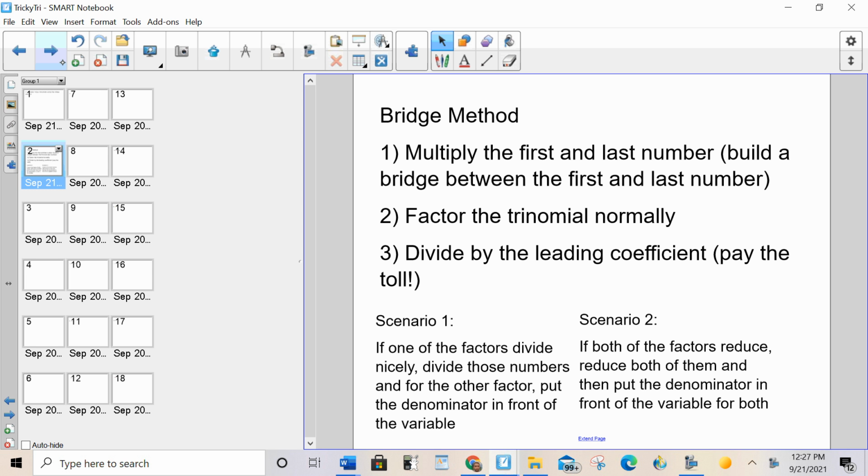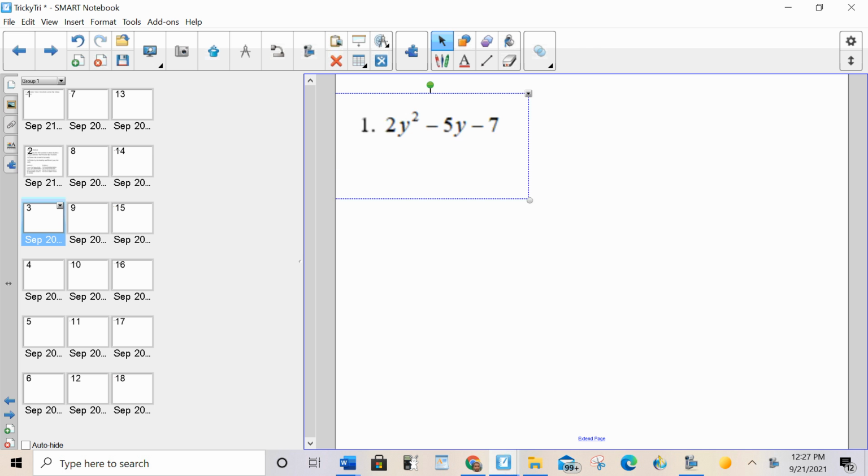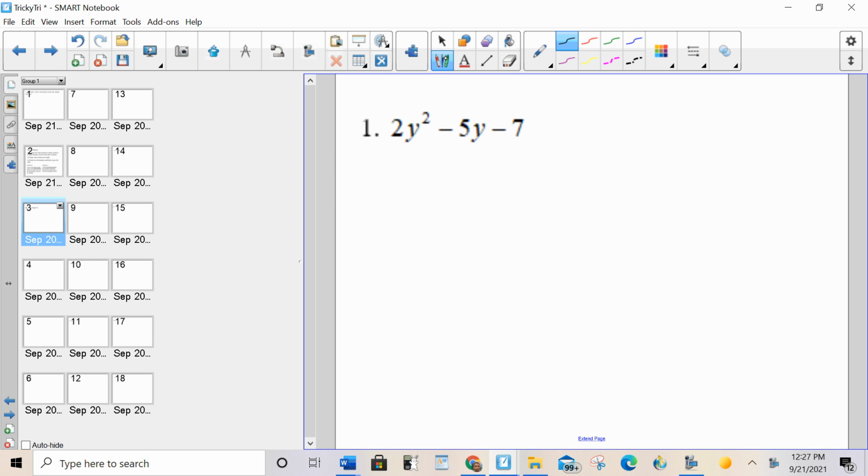Notice there are two scenarios for the ending of this. The first three steps are always the same, but at the end it's going to be a little bit different depending on if one of the factors divide or if they both reduce. So number one, is there a GCF? No. Dots, no. Trinomials, yes.